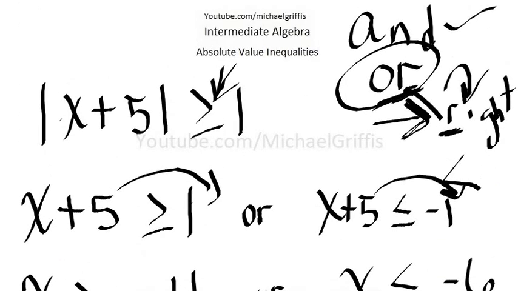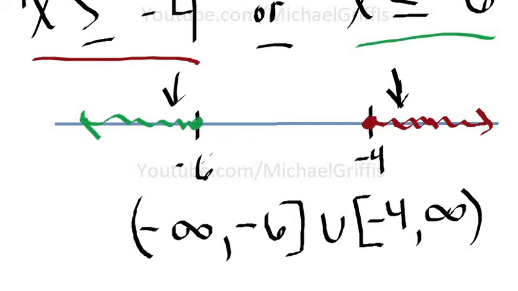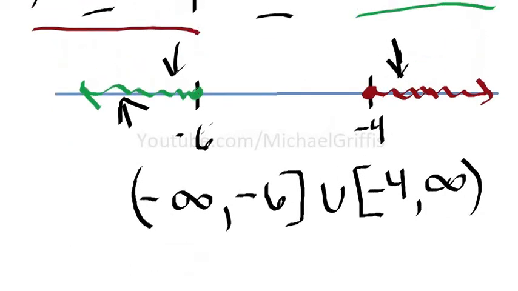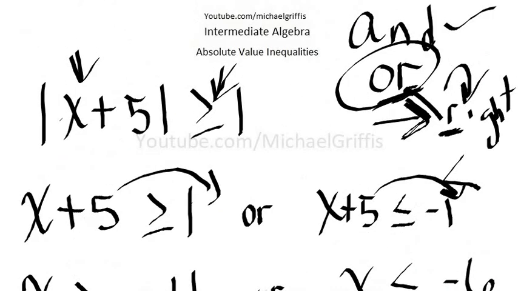The other one follows. You can take any number in this set, for example negative 10, and plug it in here. Negative 10 plus 5 is negative 5, but the absolute value of negative 5 is 5, and 5 is greater than or equal to 1. And once again over here, you can take any number in that interval. For example, 100 plus 5 is 105, and that's obviously greater than or equal to 1.